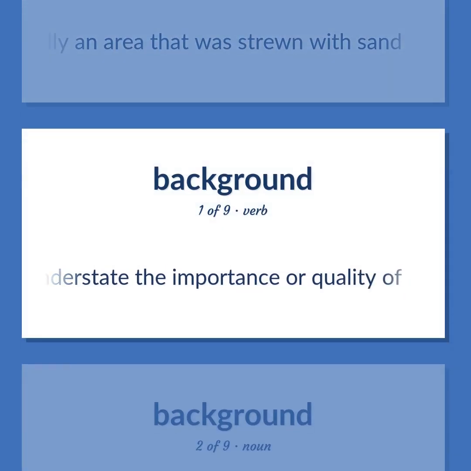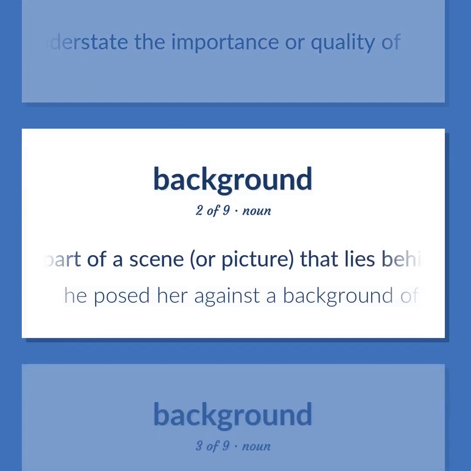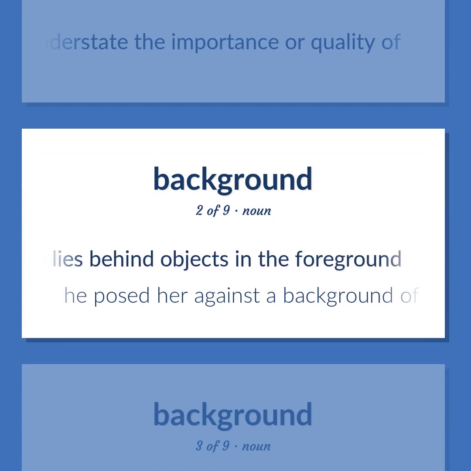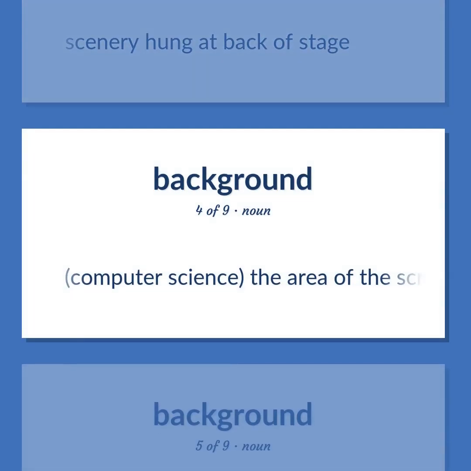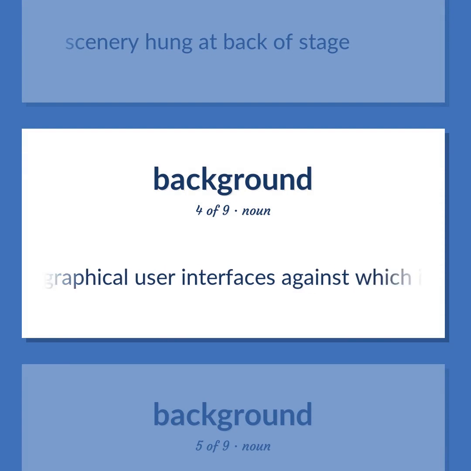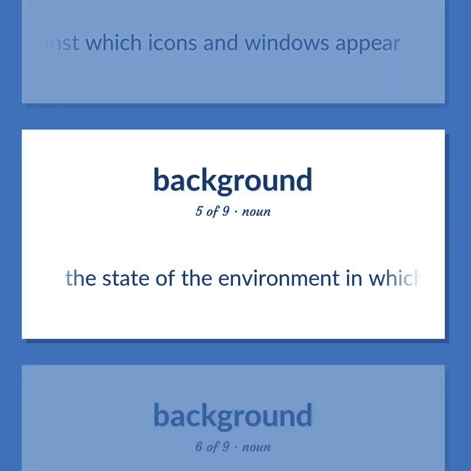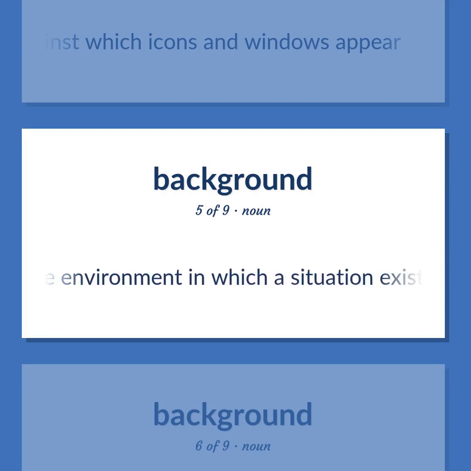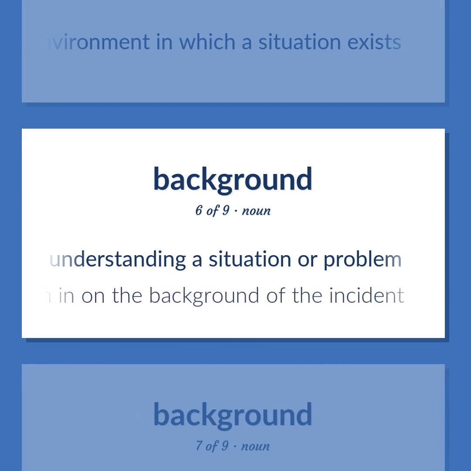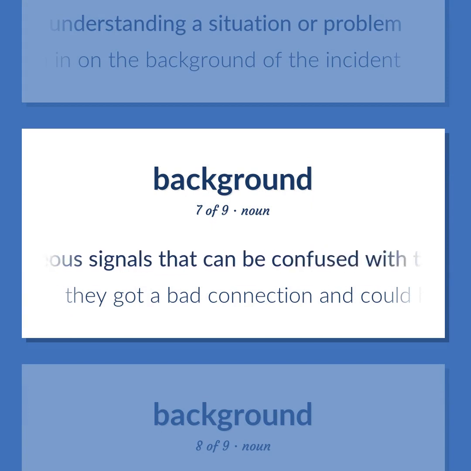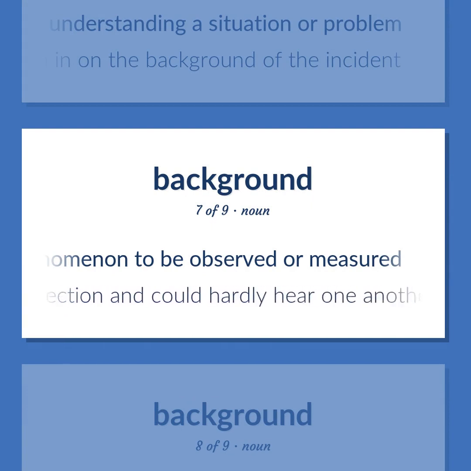Understate the importance or quality of. The part of a scene, or picture, that lies behind objects in the foreground. He posed her against a background of rolling hills. Scenery hung at back of stage. Computer science, the area of the screen in graphical user interfaces against which icons and windows appear. The state of the environment in which a situation exists. Information that is essential to understanding a situation or problem. The embassy filled him in on the background of the incident. Extraneous signals that can be confused with the phenomenon to be observed or measured. They got a bad connection and could hardly hear one another over the background signals.